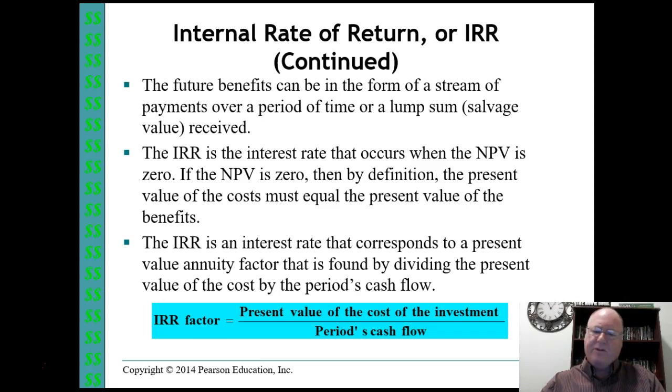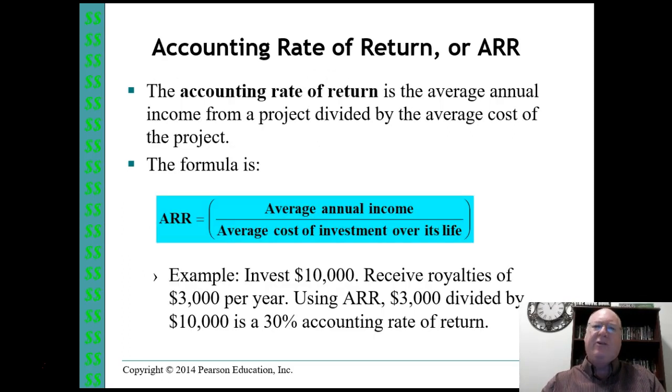Let me talk you through one more rate of return, which is called an accounting rate of return. This is the average annual income from a project divided by the average cost of the project. For example, you invest $10,000 and you receive royalties of $3,000 per year. You could do a simple calculation: 3,000 divided by 10,000 is 30%, which is your accounting rate of return.